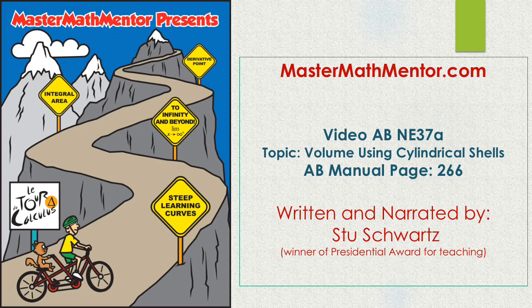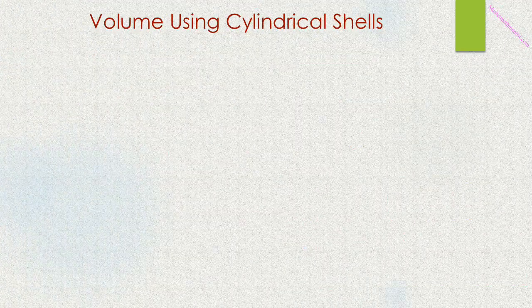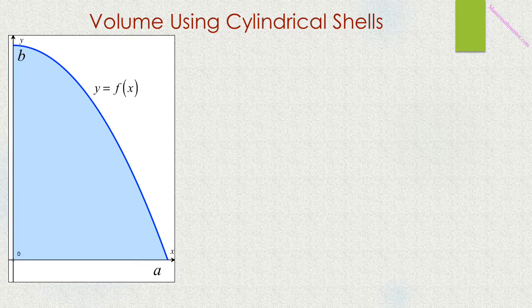The topic is volume using cylindrical shells, and it covers the AB manual, page 266. We see the graph of y equals f of x in the first quadrant. We would like to find the volume when the area in blue enclosed by the graph of y equals f of x and the x and y axis is rotated about the y-axis.